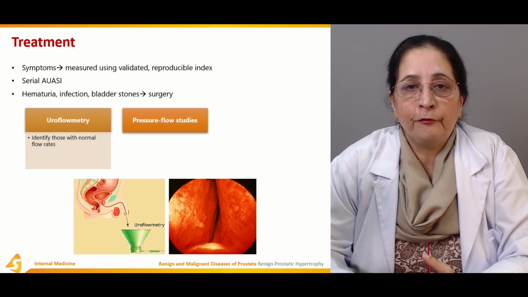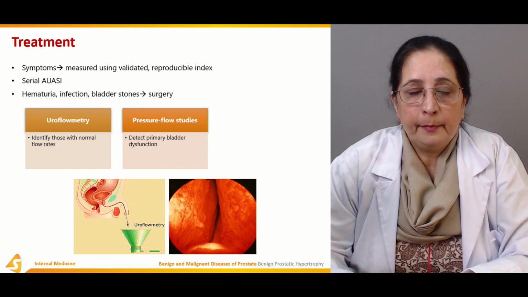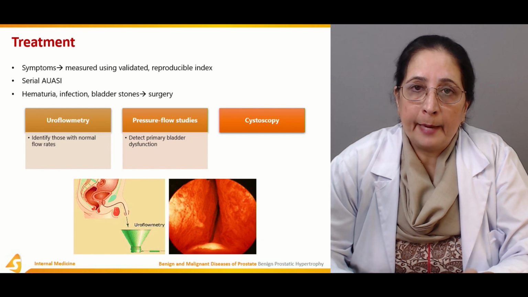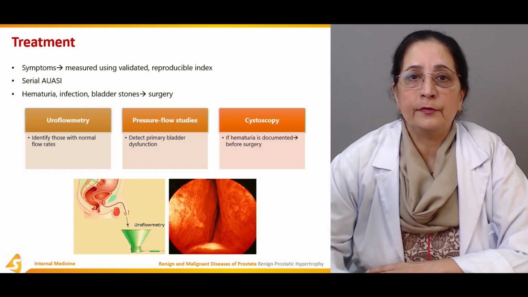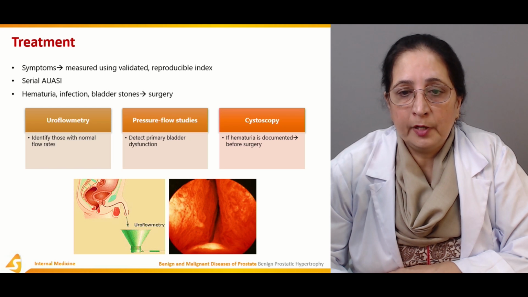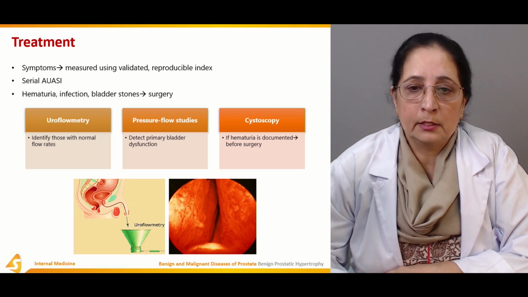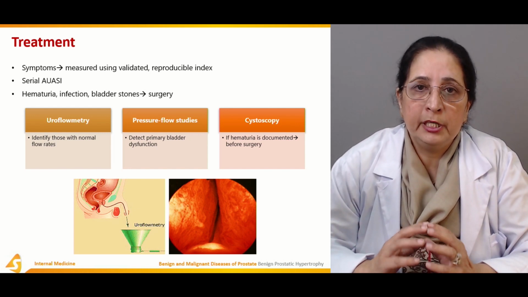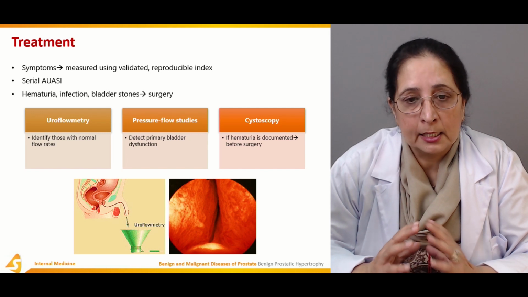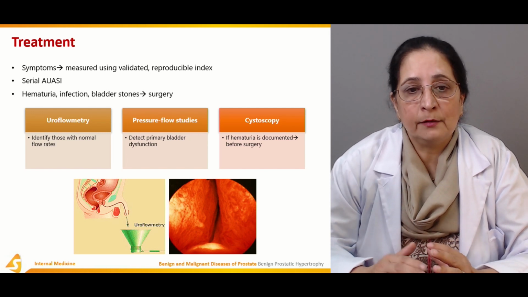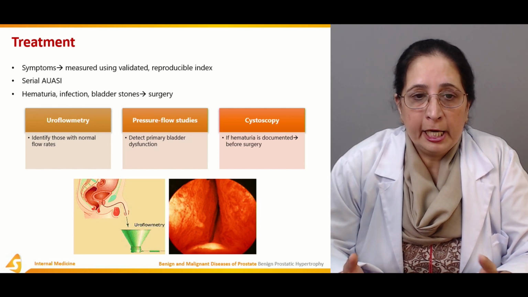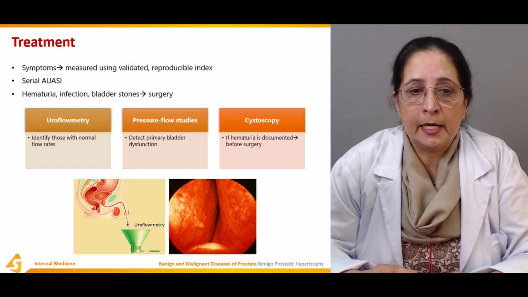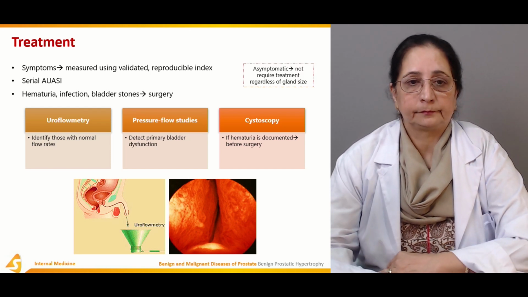Then we have pressure flow studies, which detect primary bladder dysfunction, and cystoscopy is examination of the bladder with the help of cystoscope if hematuria is documented before surgery. So cystoscopy is performed only before surgery if hematuria is present. These are some tests done for the BPH: uroflowmetry, pressure flow studies, and cystoscopy.